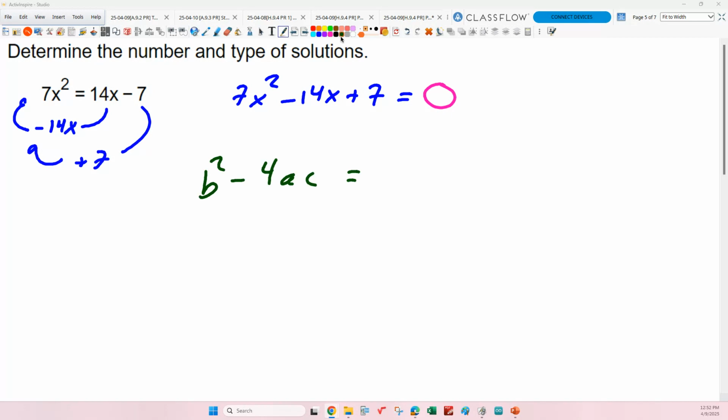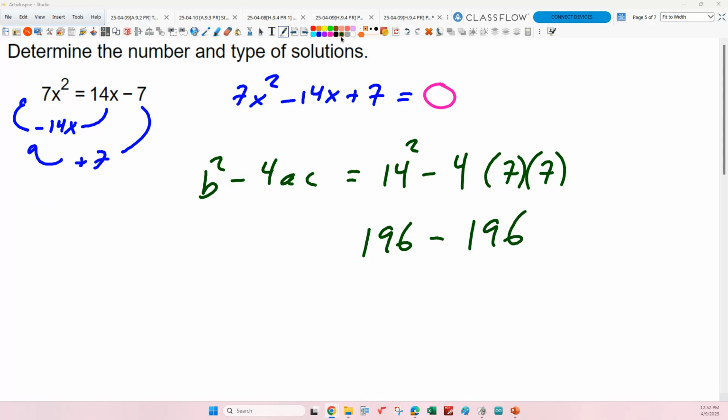What's that equal to? Well, what's b? So when I'm squaring a negative, what do I always do instead? Make it positive. So I'm going to get 14 squared minus 4 times 7 times 7. Well, 14 squared is 196. 7 times 7 is 49. 49 times 4 is 4 less than 50 times 4. So that's 196. What do I get for my result?